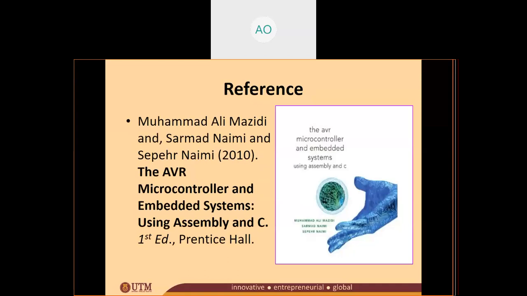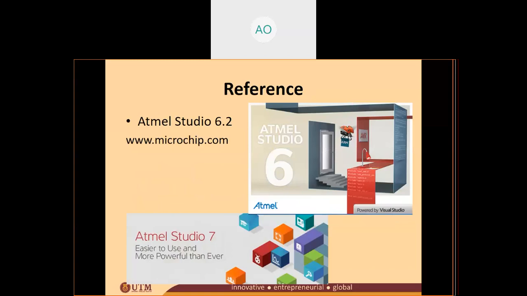Okay, and then another one here is this software, which is we use the Atmel Studio 6.2. So this software here will be used in this class as well as in your MicroP lab, microprocessor lab. Okay, make sure you download this software. This is a free software. You can download it from microchip.com.